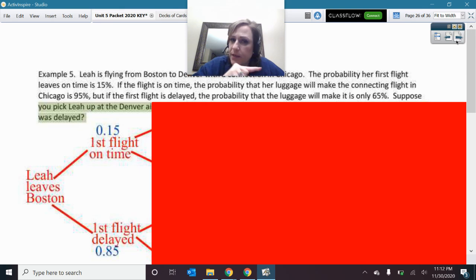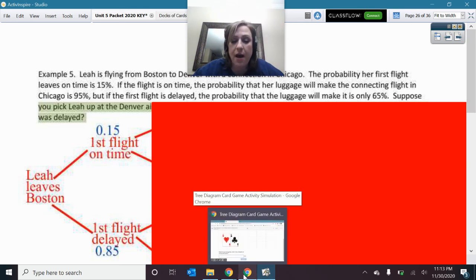So take a moment to finish that example 4 if you did not, and then take a moment to do this tree diagram, and then I'll come back in a second video in the morning to go over that example with you and make sure you have a strong hold on that.